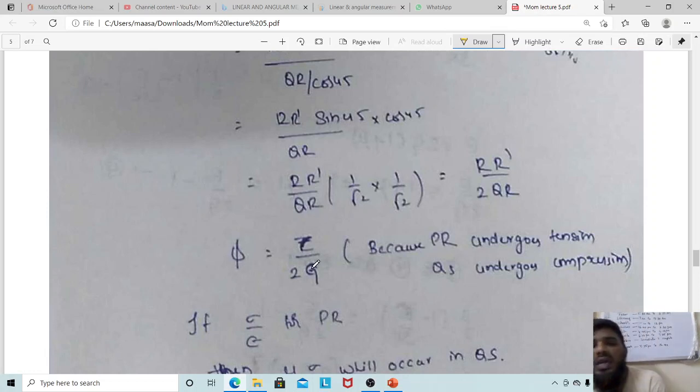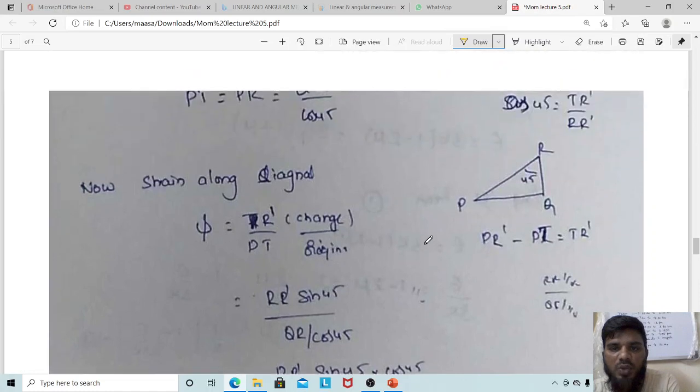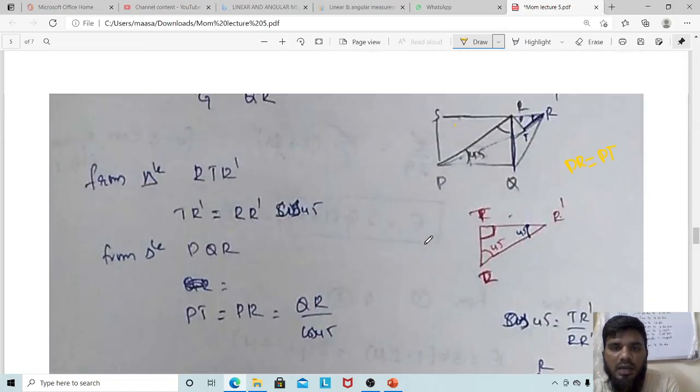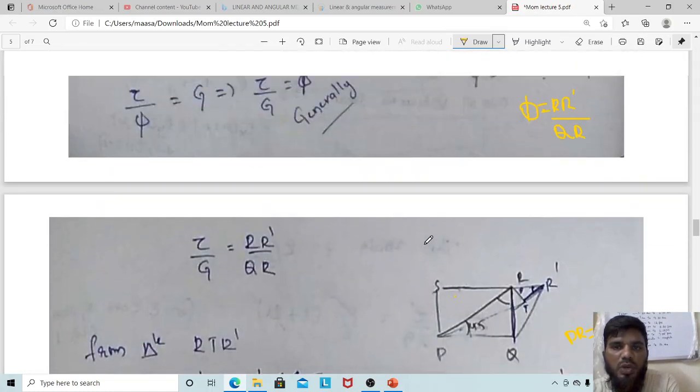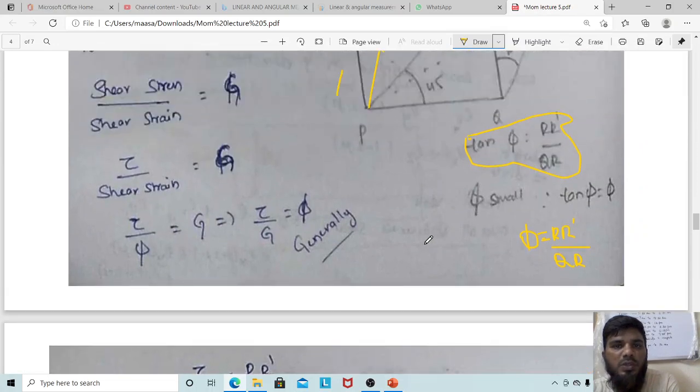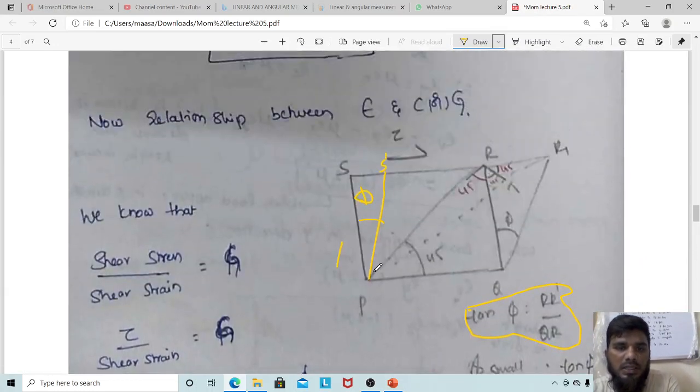Why is this extra 2G coming? Because along the diagonal, if one diagonal is going to get the tensile force, the other diagonal is going to get the compression force. Which is going to get tension is nothing but this. So how are we considering this is going to be tension? Because initially the length of this was like this. Now, because of application of tension, the length of this is going to be increased.